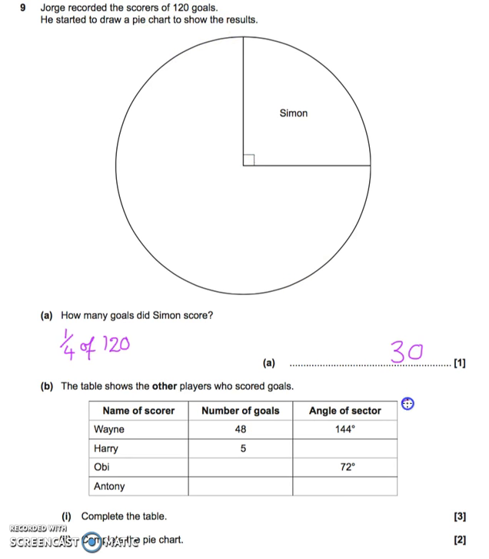I'm going to use the 360 degrees because that's more common. That's what you're going to get most of the time. You know that 360 degrees is a whole circle. You can divide it by the number of goals that were scored. Okay, that is a calculation that you need to do to work out the degrees per goal.